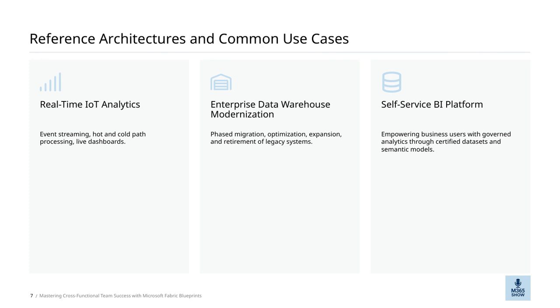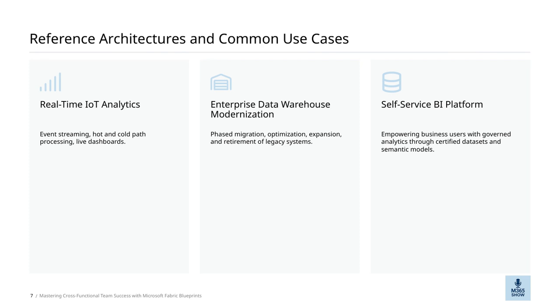Next, there's the phased approach to modernizing legacy systems through enterprise data warehouse modernization. This involves carefully planning migration, optimizing data processes, expanding capabilities, and eventually retiring outdated systems. It's all about making the data infrastructure more agile and efficient over time.